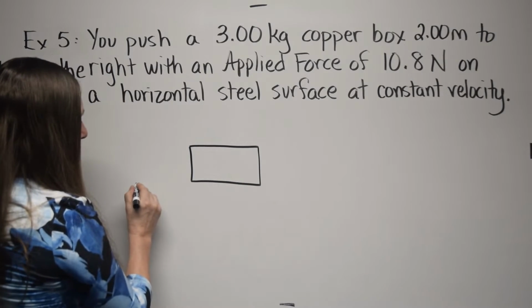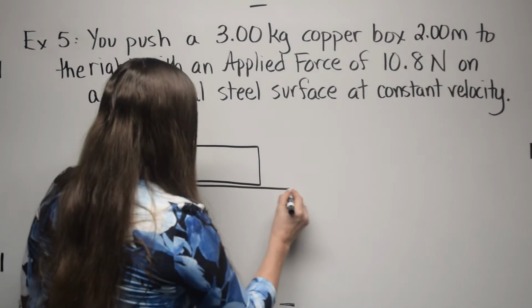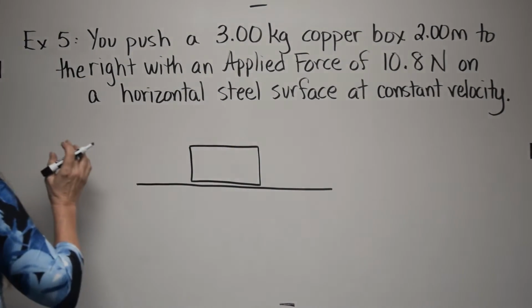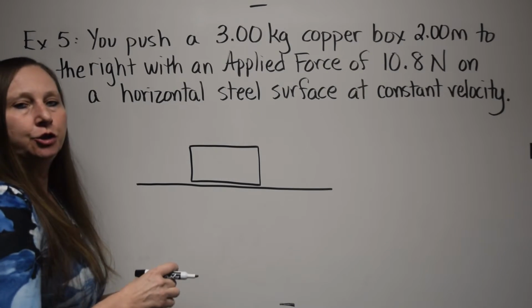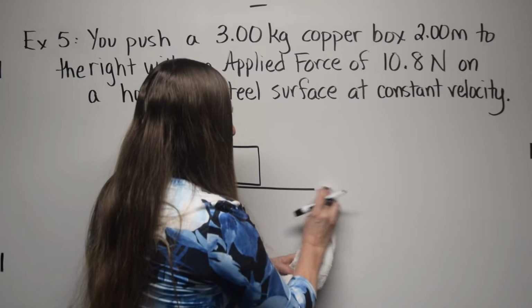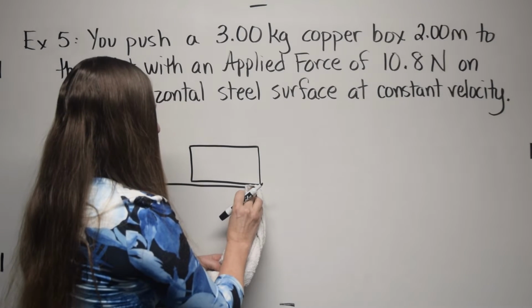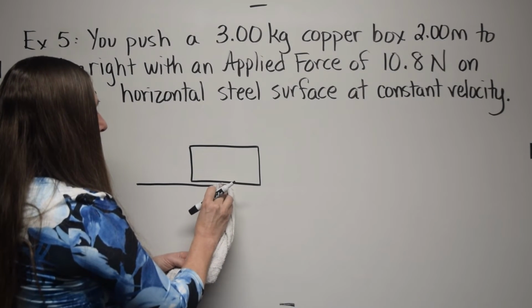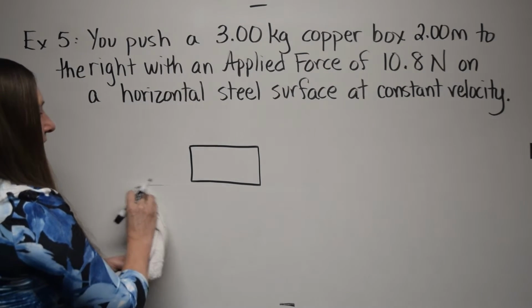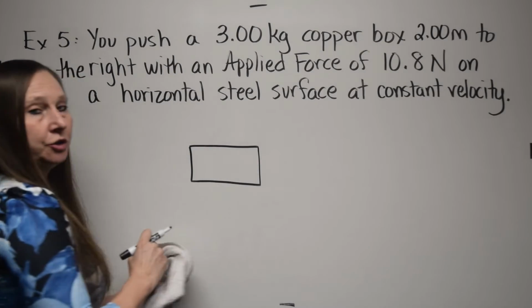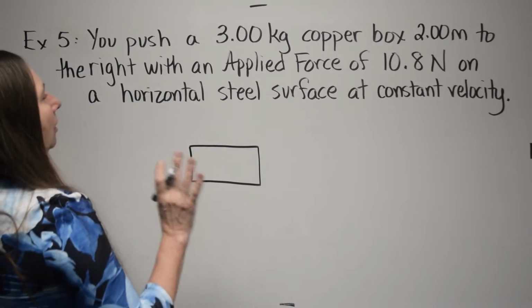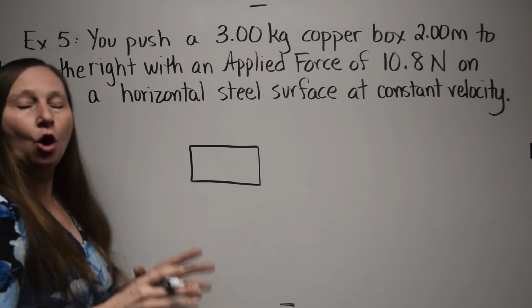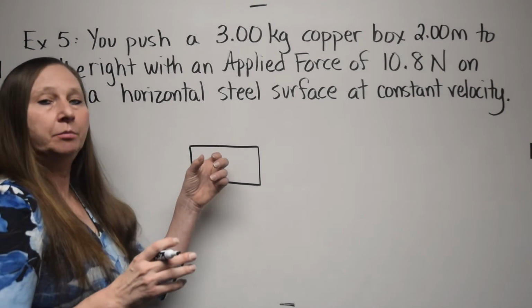All right, here's your surface. Obviously the box is touching the surface, but you really don't need that surface to be there. In the free body diagram, we often want to focus on just one object. So we know the surface is there. Now, let's draw all of the forces on the box.